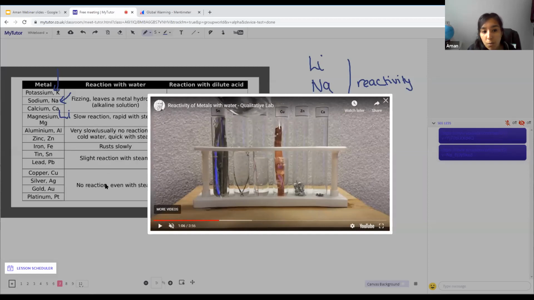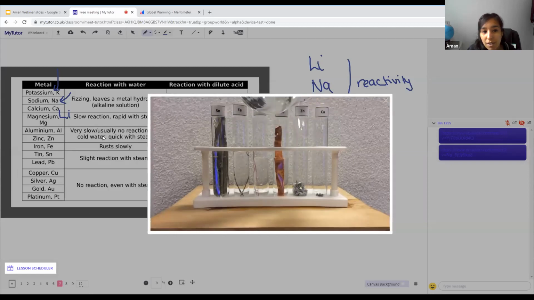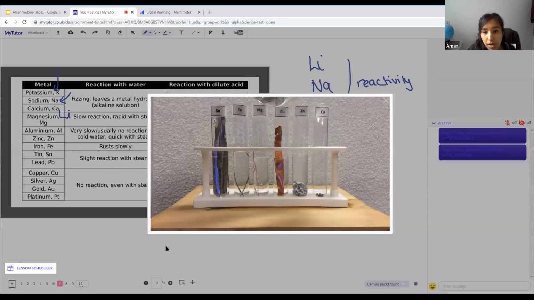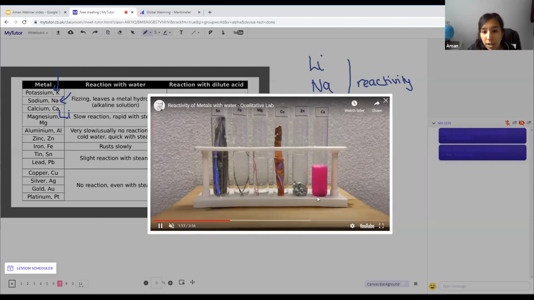Copper is down here. We're not expecting a reaction even with steam. So this is cold water. Going to add it to zinc. Again, zinc, very slow or no reaction with cold water. Watch calcium, because we're expecting a very fast reaction. So there you go. That's the very fast reaction of calcium reacting with water.